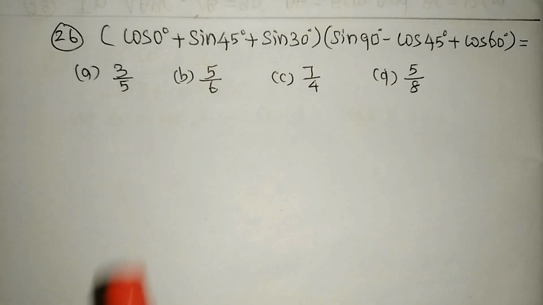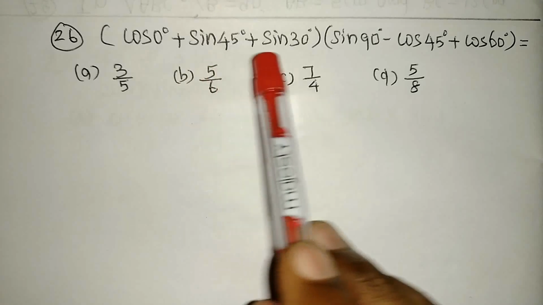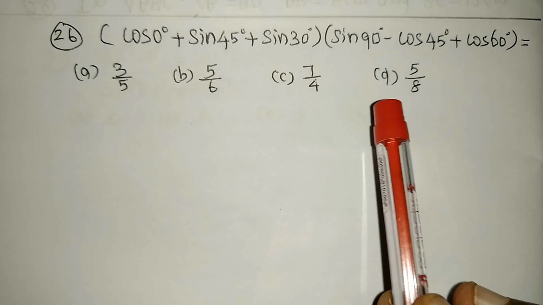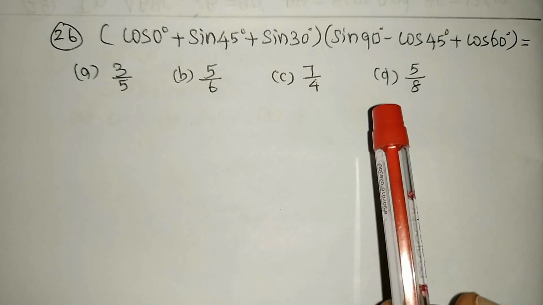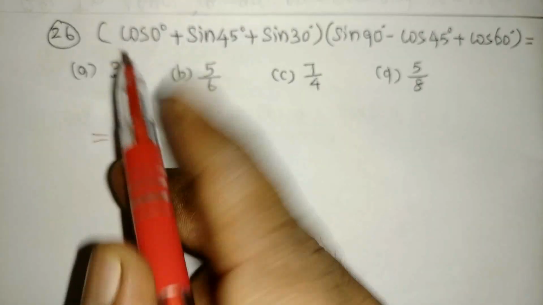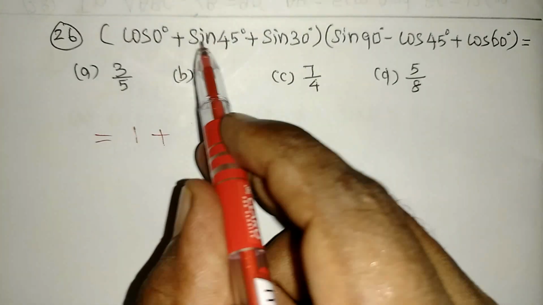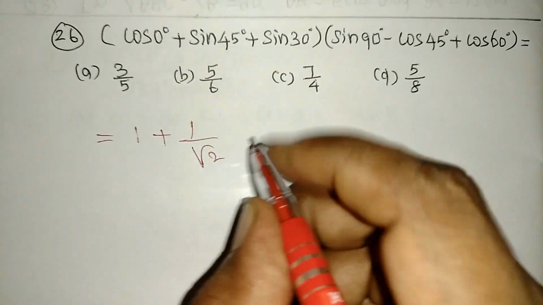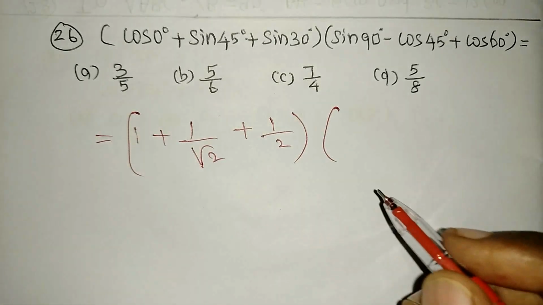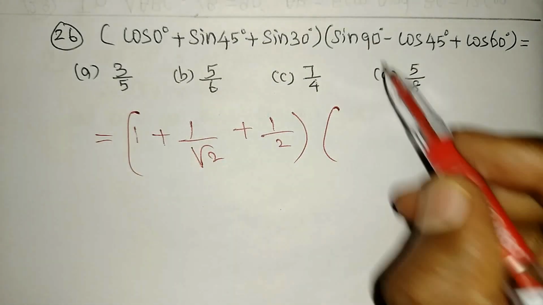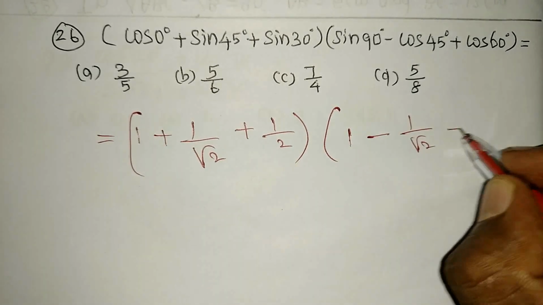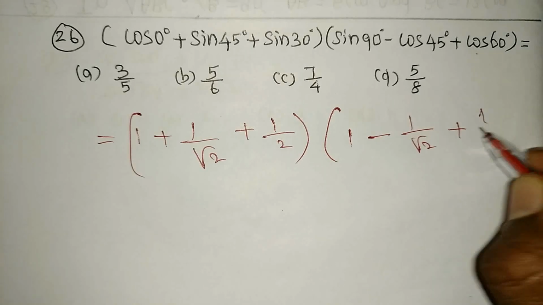26. Cos 0 degree plus sin 45 degree plus sin 30, over sin 90, minus cos 45, plus cos 60. So everything is a standard value, so no problem. From the trigonometry table, we can write the answer for this. Cos 0 value we know very well, that is 1, plus sin 45 is 1 by root 2, plus sin 30 is 1 by 2. That's it. So you have to remember the values. That is very important. Sin 90 value is 1, minus cos 45 is 1 by root 2, plus cos 60, in the sense 1 by 2.